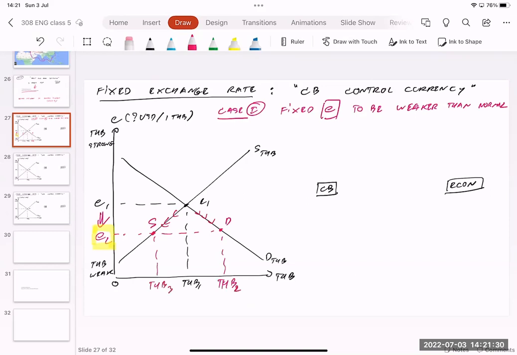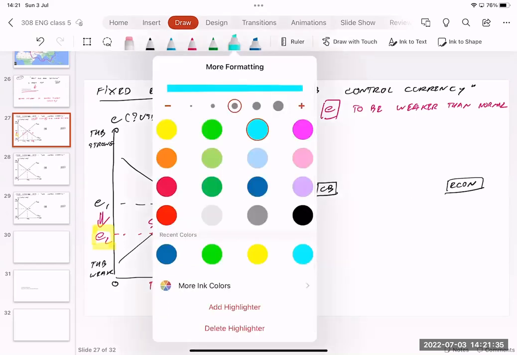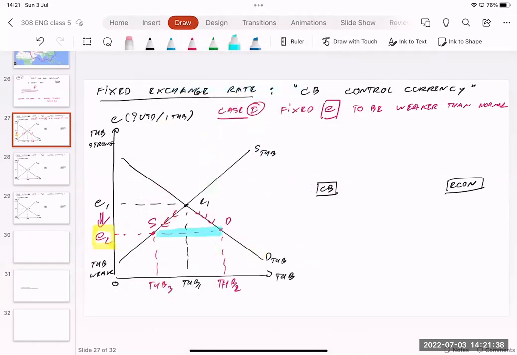You can see that people are going to buy Thai baht at THB2. People are going to sell Thai baht at THB1. You have the gap, the blue color, the gap between demand and supply. So as you can see, in this case, demand is greater than supply. You have an excess demand problem, and the central bank needs to take care of it. In the economy, people want to buy Thai baht more than people want to sell. It means that Thai baht is not enough.